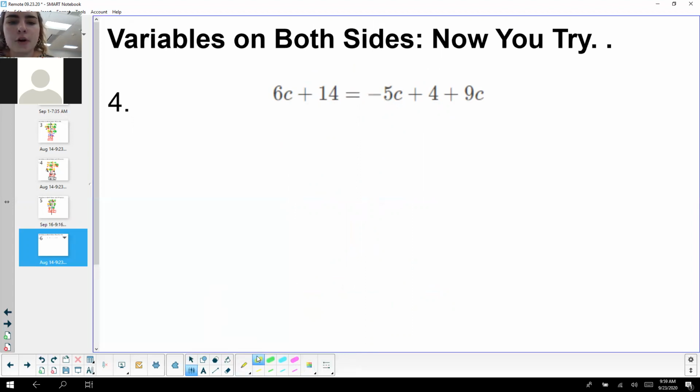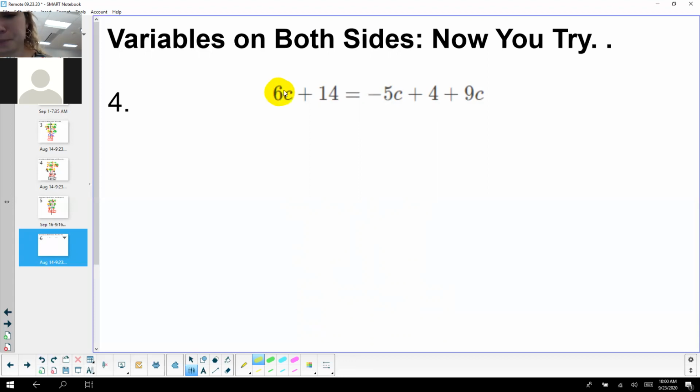All right, we're going to go ahead and do this last problem today, and then I'll leave it up for questions. So I've got 6c plus 14 equals -5c plus 4 plus 9c. So we've got a lot of stuff going on here. This is where the highlighting or the circling, whatever you want to do, comes in handy.